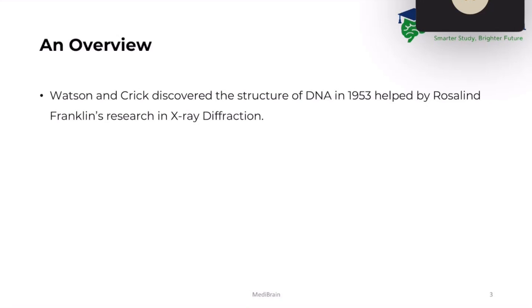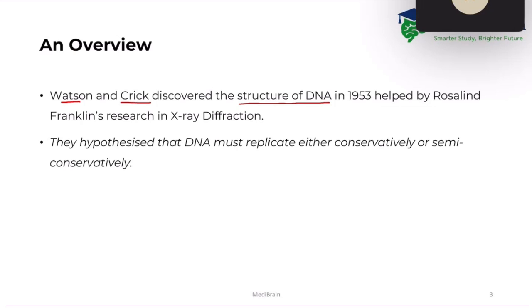Okay, so Watson and Crick discovered the structure of DNA in 1953, helped by Rosalind Franklin's research in X-ray diffraction. You don't need to know that second part, but you do need to know the first part. You don't need to know the date, but you do need to know that Watson and Crick were the people that discovered the structure of DNA. Okay. They hypothesized that DNA must replicate either conservatively or semi-conservatively. And the semi-conservative part was the one that we looked at in our last lesson.